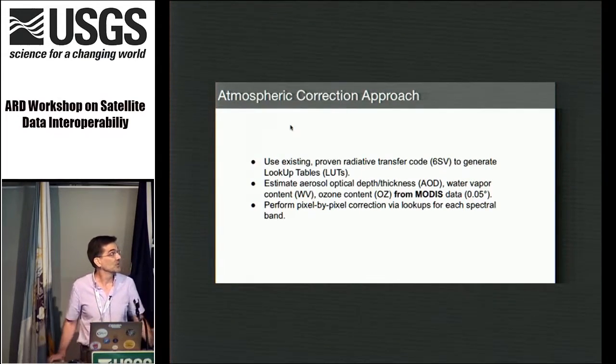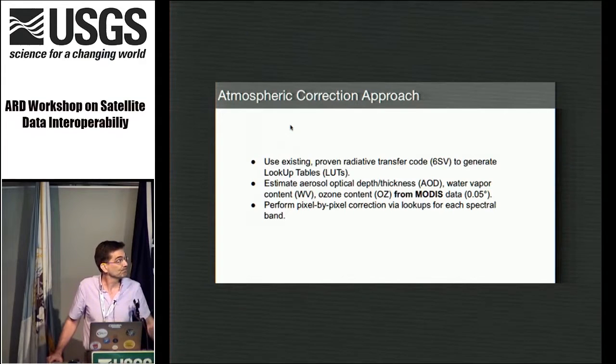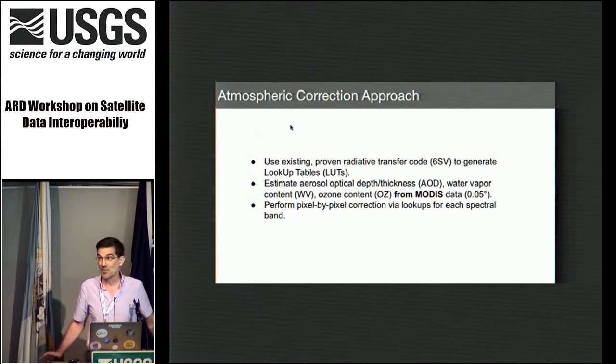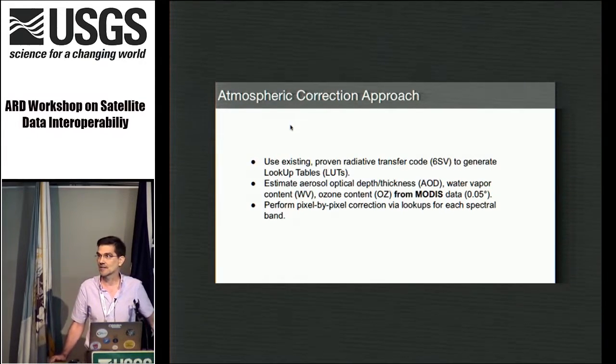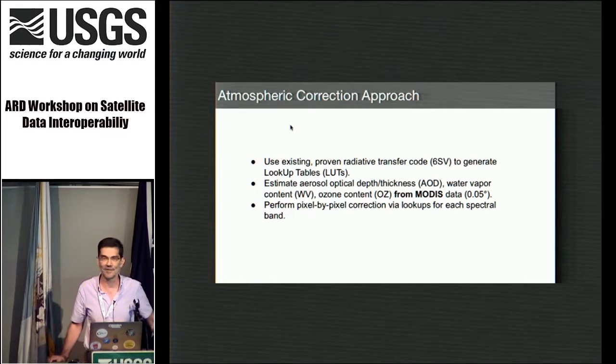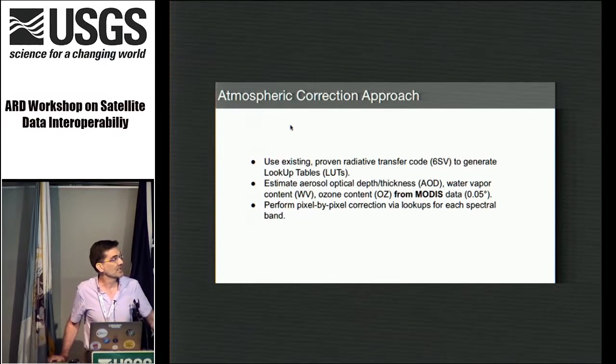So what do we do for atmospheric correction? We do something pretty basic. We don't do a whole lot with it. We take existing code, software, where we find it. In this case, we're using 6SV to generate our lookup tables, and we're using MODIS data to collect atmospheric data. So those are the inputs that are going to be needed to do the correction.